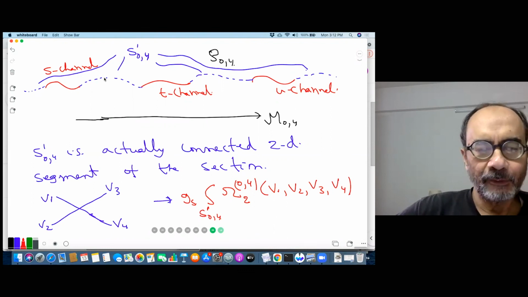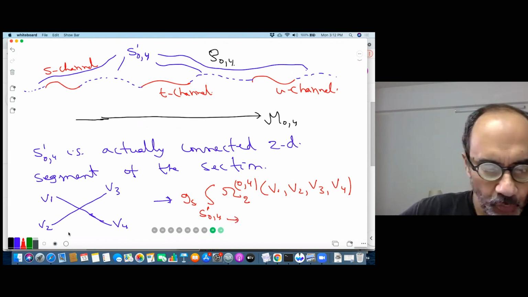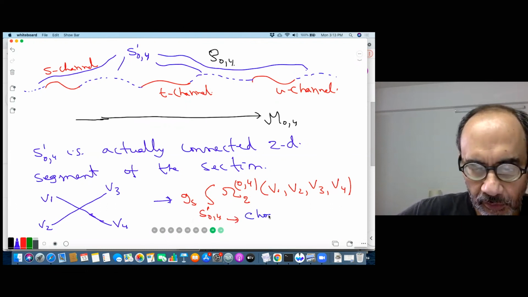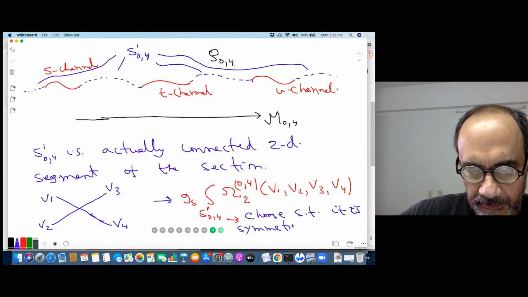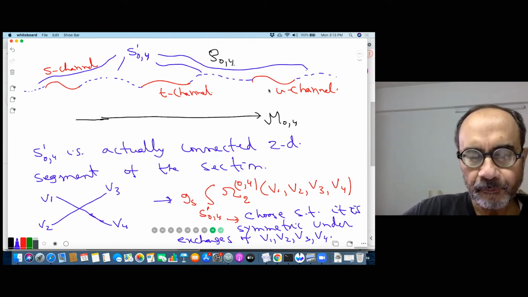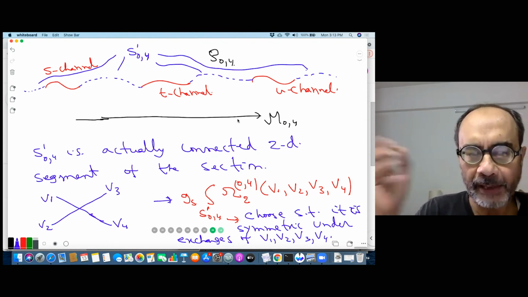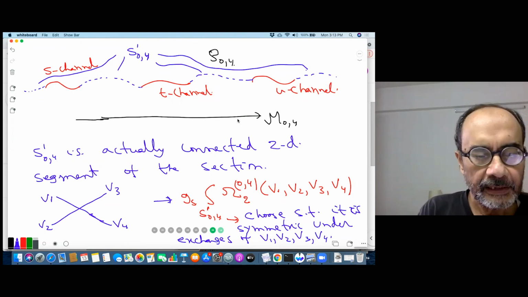And again, we want to choose S prime 04 in such a way that this is symmetric under the exchange of V1, V2, V3, V4. The S, T, and U channel diagrams by definition are symmetric. They permute into each other, because that's the way you have constructed the 3-point function. But for the 4-point function, you have to make an effort to make sure that this contact diagram is symmetric. Is this clear? Are there questions?